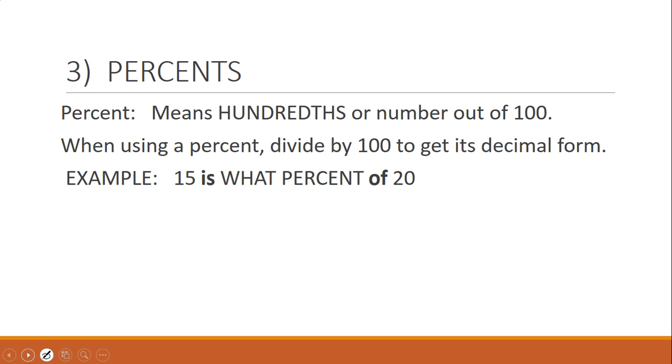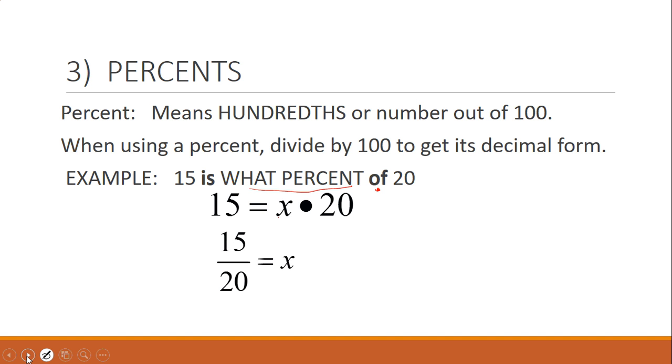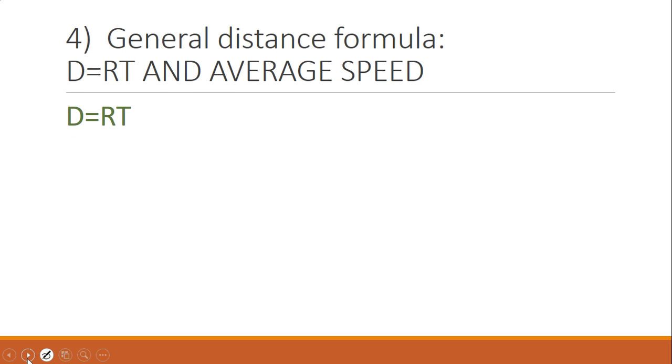Oftentimes these questions are asked like, 15 is what percent of 20? And if you translate this into algebra, 15 is the equal sign. What percent is the x that I'm looking for? Of means multiply, 20. So if I translate this, I can go ahead and divide by the 20. When you're trying to find a percent, you're going to do that through division. 15 divided by 20 is 0.75, which we know to be 75%, 75 out of 100. So percents happen quite often as well on these types of assessments.